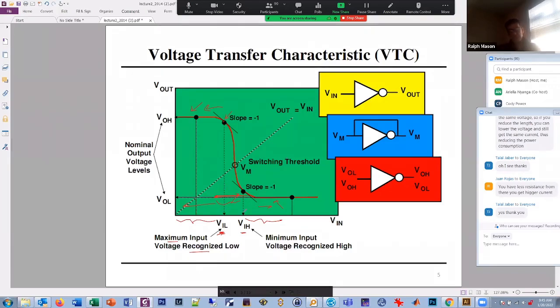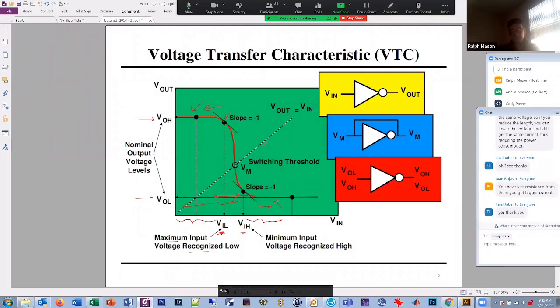So for a CMOS circuit, these have V input low and high, and when your output is the maximum value, we're going to call that the output high, and when it's the minimum value, we're going to call that the output low. Okay.